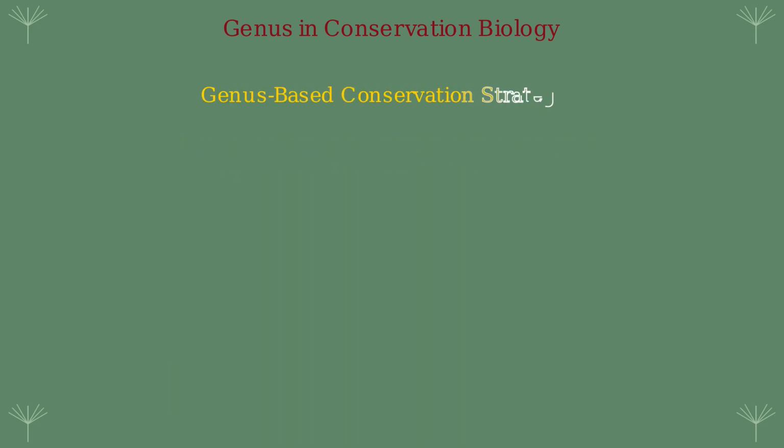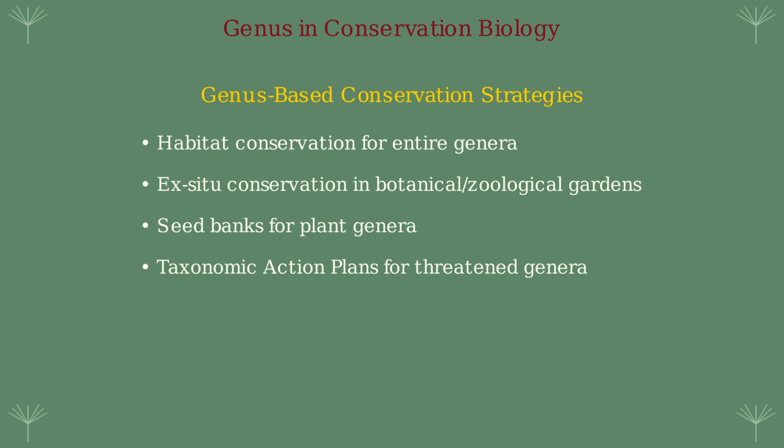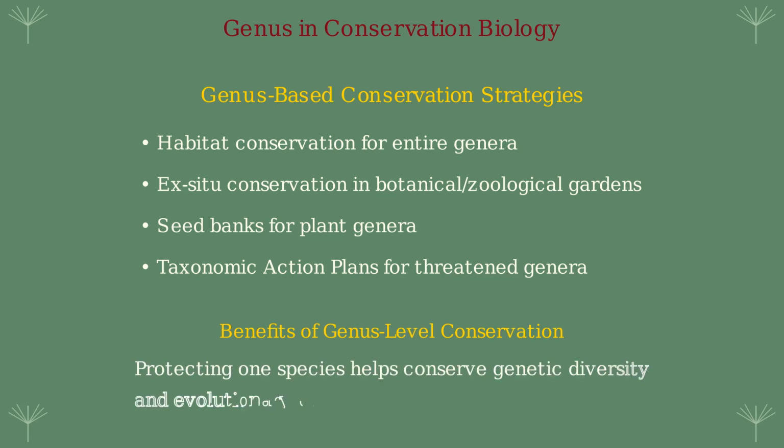Conservation strategies at the genus level include habitat conservation for entire genera, ex situ conservation in botanical and zoological gardens, seed banks for plant genera, and taxonomic action plans for threatened genera. Ultimately, genus-level conservation offers significant benefits. Protecting one species helps conserve genetic diversity and evolutionary potential of the entire genus, providing a more comprehensive approach to biodiversity conservation.